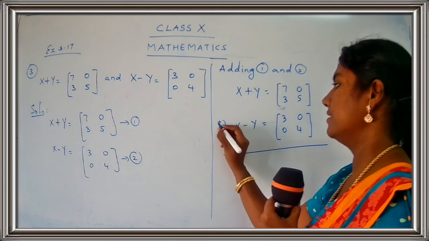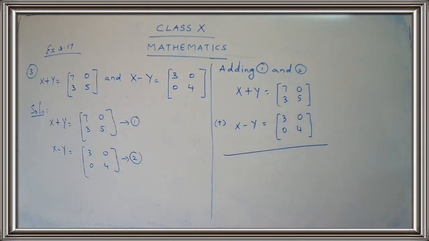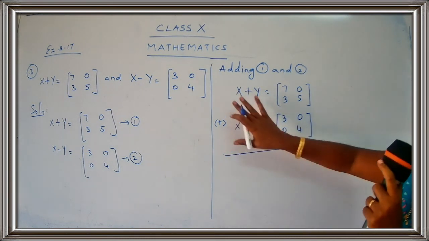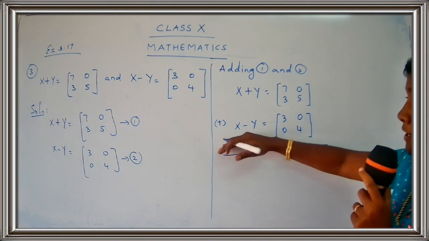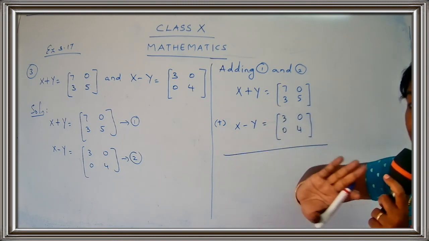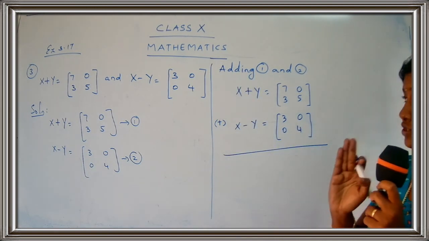Just put a plus sign here because we are going to do addition. X plus y is equal to 7035. X minus y is equal to 3004. Okay, now let us go for the addition part. Whenever you are going for the addition, no need to change the sign. We are going to keep the sign of the terms the same. No need to do any changes when you are performing addition. Just keep this in your mind, children.